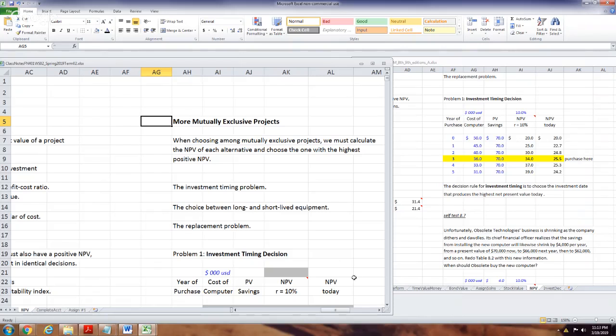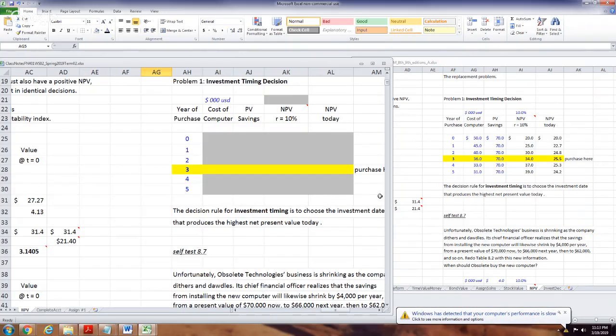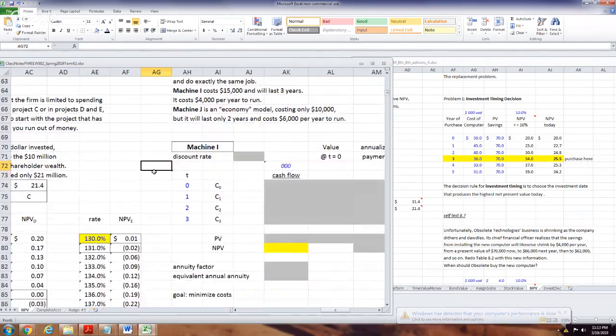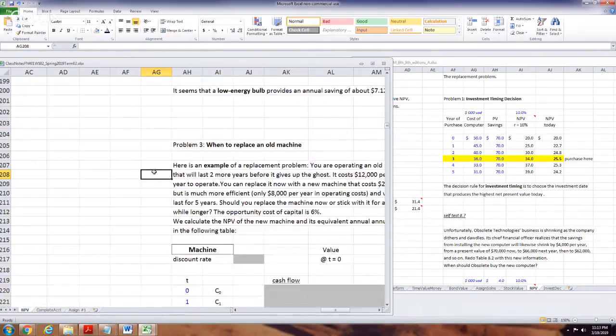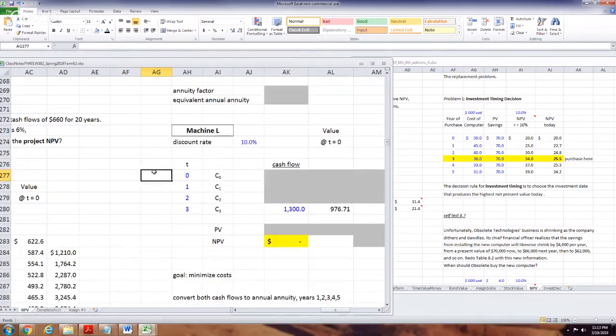Anyway, let's talk about mutually exclusive projects. Mutually exclusive and independent. I'm trying to see if I threw the definitions in here for this stuff. I may have somewhere along the line, the definitions.